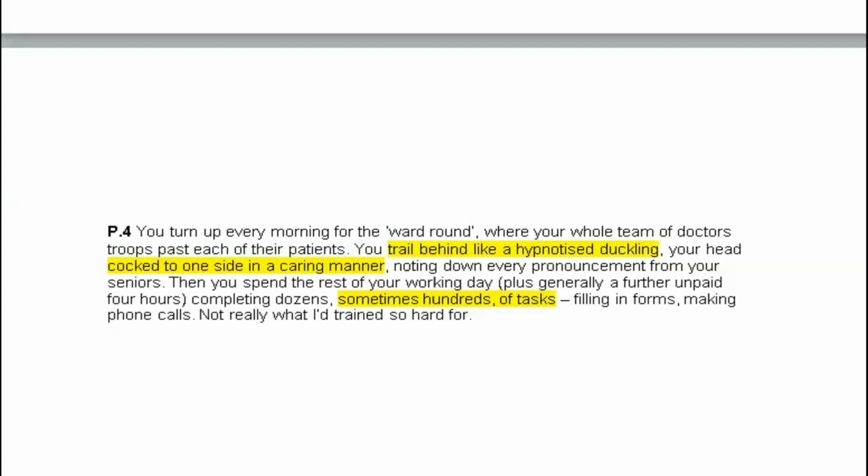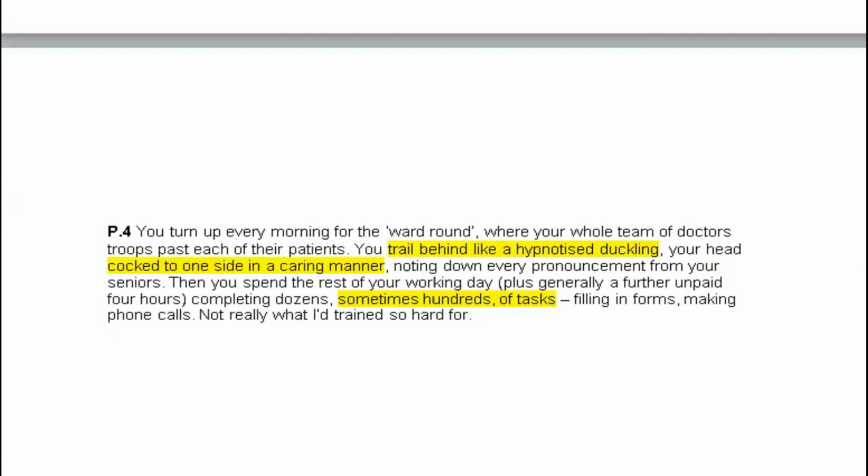Now let's read paragraph 4, and again I've already selected my images just to speed this video up a little bit. So paragraph 4: you turn up every morning for the ward round where your whole team of doctors troops past each of their patients. You trail behind like a hypnotized duckling, your head cocked to one side in a caring manner, noting down every pronouncement from your seniors. Then you spend the rest of your working day, plus generally a further unpaid 4 hours, completing dozens, sometimes hundreds of tasks, filling in forms, making phone calls, not really what you trained so hard for.